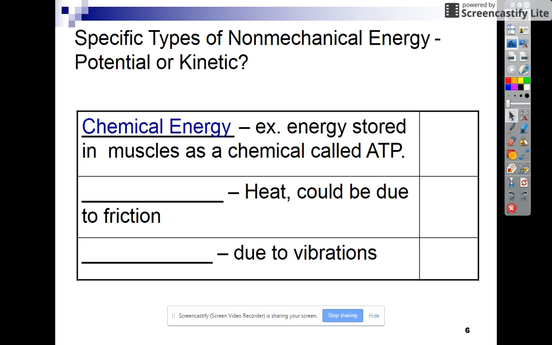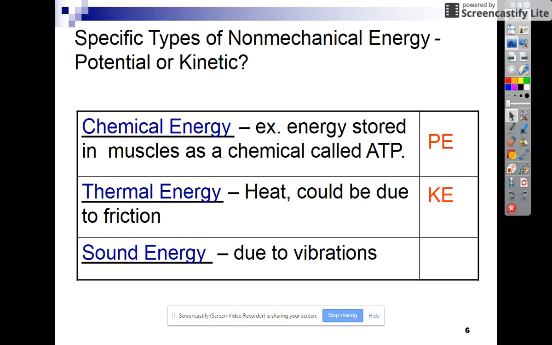So chemical energy would be like the energy that you store in your muscles. So you guys know that as you have that ability to move, we do call that ATP. You'll talk about that more in biology, but that is a form of potential energy. We also have thermal energy, which many times we just call heat energy. So I'm okay with you calling it heat energy. And it could be due to friction. You guys know that when two objects oppose the motion, you've got some type of friction. So that is your heat energy. That is movement. And so therefore that's kinetic energy.